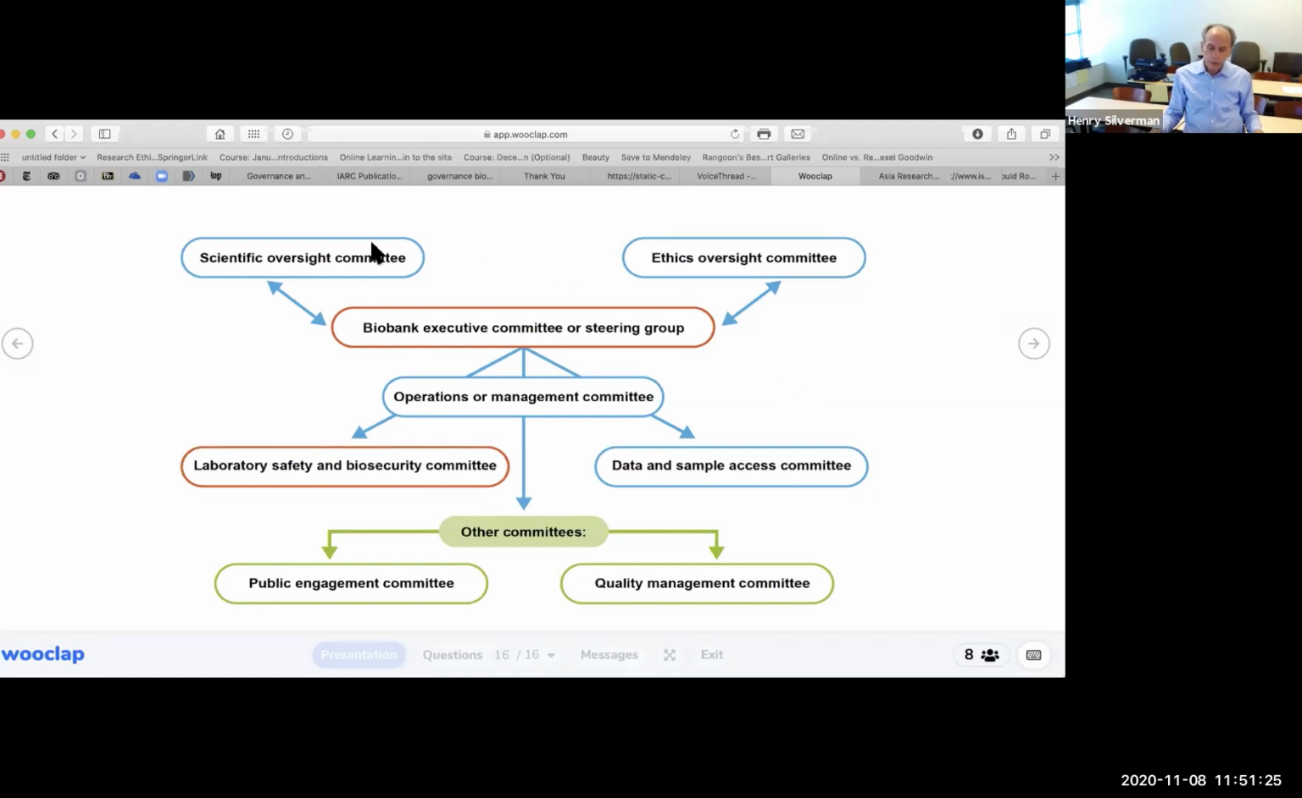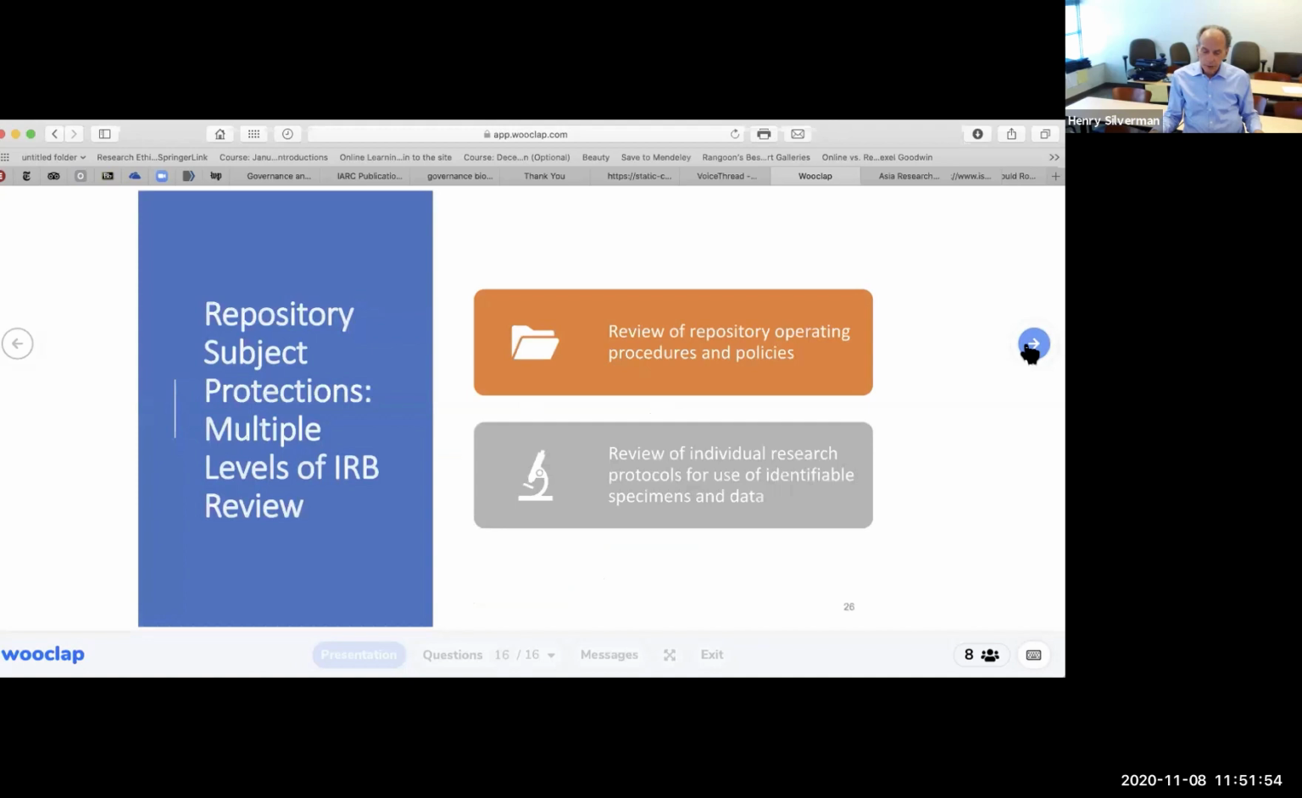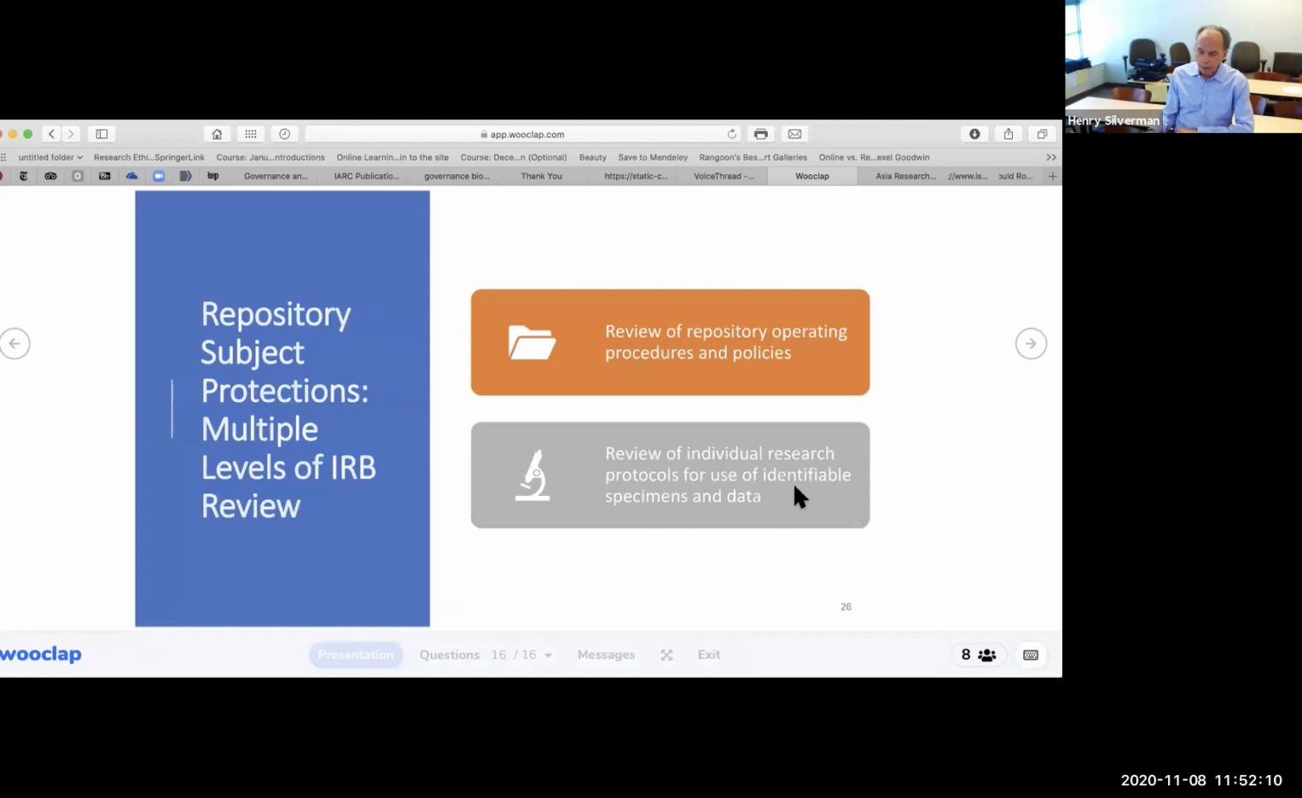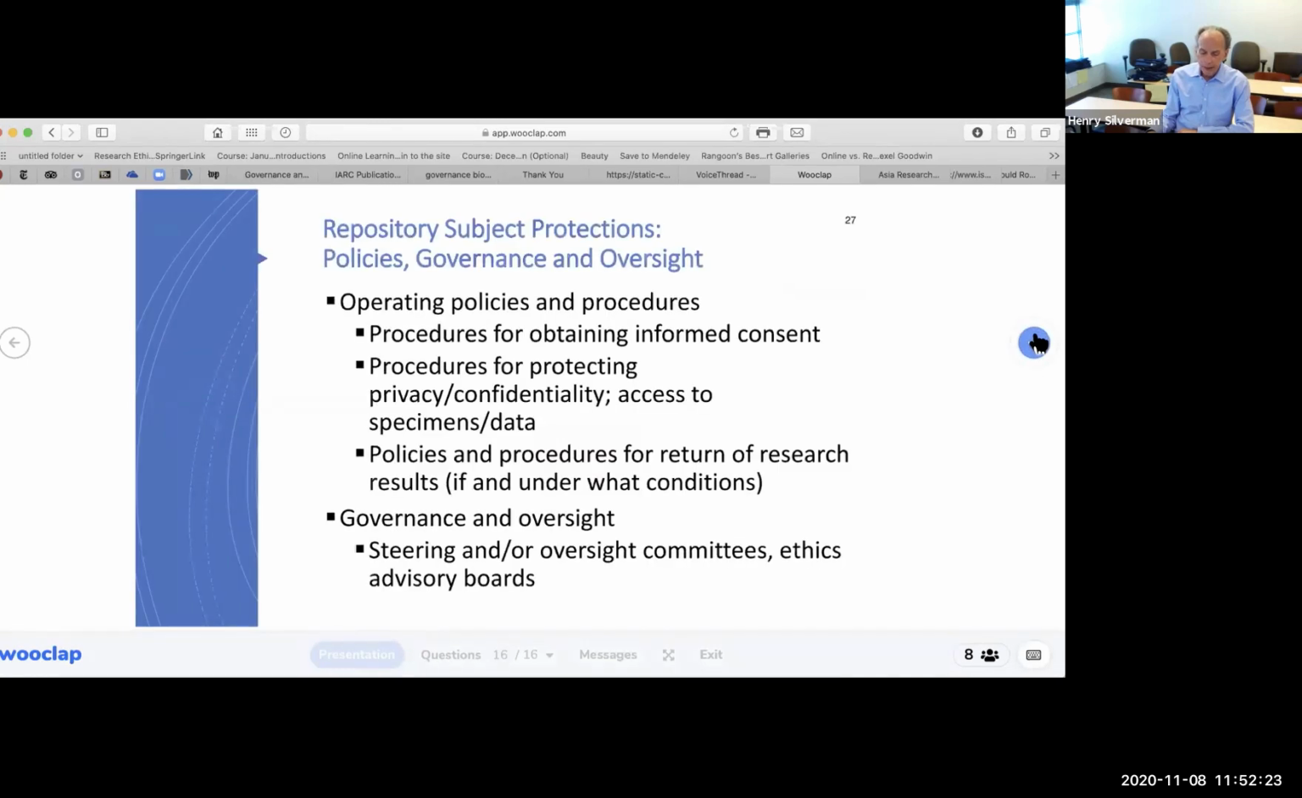recommendation. So this slide shows an example of a governance structure for a biobank and all the different committees that are involved with the biobank. And as we can see here on the bottom, a public engagement committee, quality management committee, data and sample access committee. Essentially multiple levels of IRB review. It's not only review of individual research protocols for the use of identifiable specimens and data, but we're talking about review of certain operating procedures and policies of the biobank.